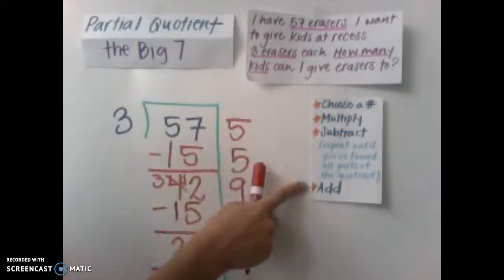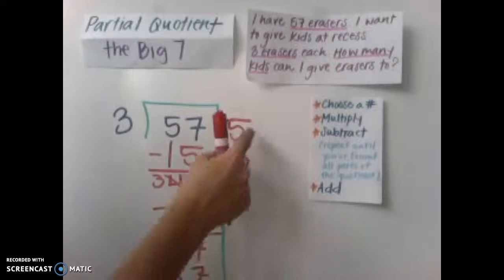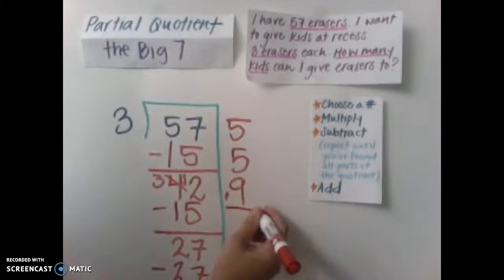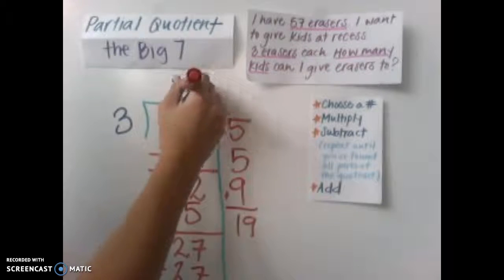Once again, I found all parts of the quotient, so now I'm going to add my parts of the quotient. First I found 5, then another 5, then a 9. Add those all together and I get 19.